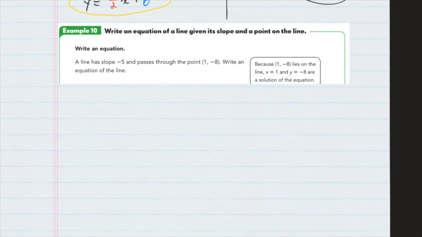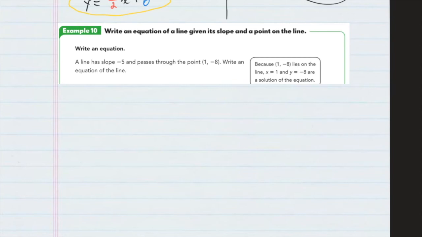For this next example, we're asked to write an equation of a line given its slope and a point on the line. There are a couple different ways to do this one. I'm going to show you the algebraic way. In 8th grade, they might show you a different way to do it. The algebraic way is a lot less writing.